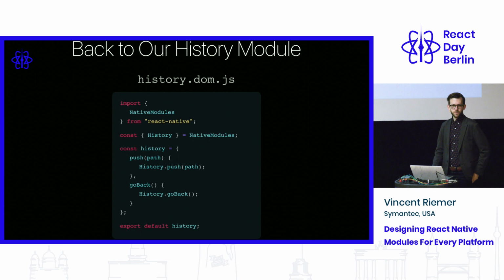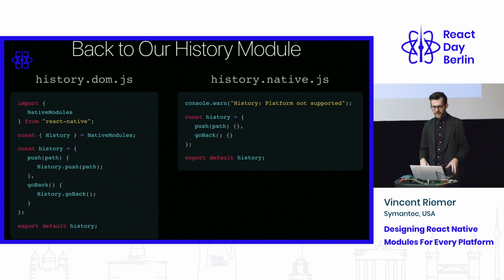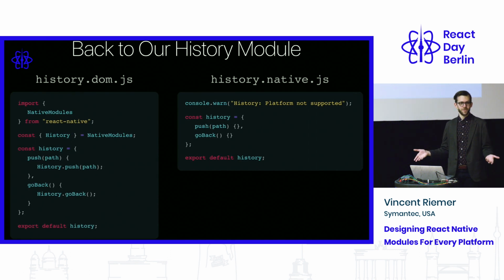And again, this is part of that mindset of supporting other platforms, even if they're not directly supported. So what we can do is add a history.native.js that just has stub code. It just doesn't do anything, but it won't error. It will get resolved, and your code won't fail at the onset.